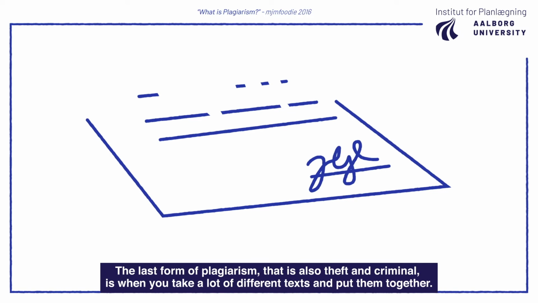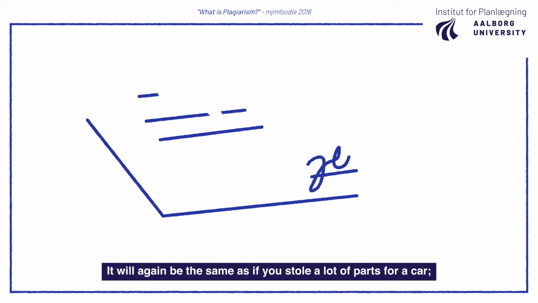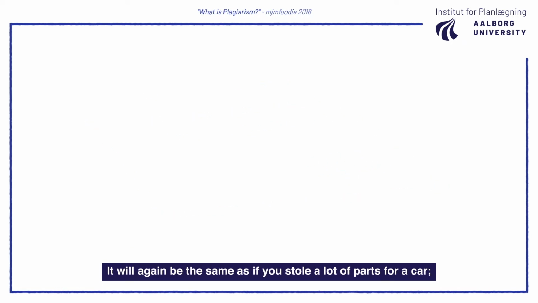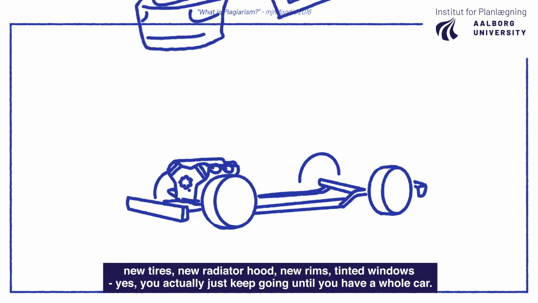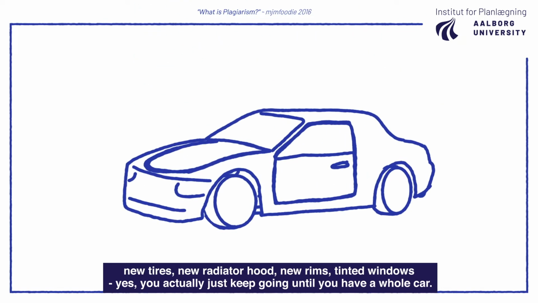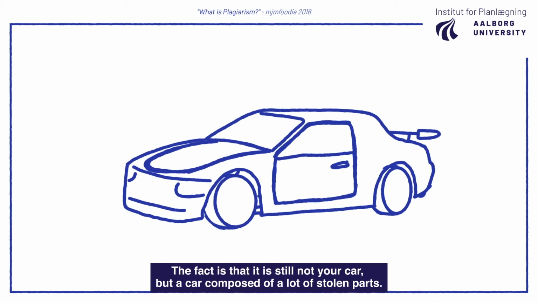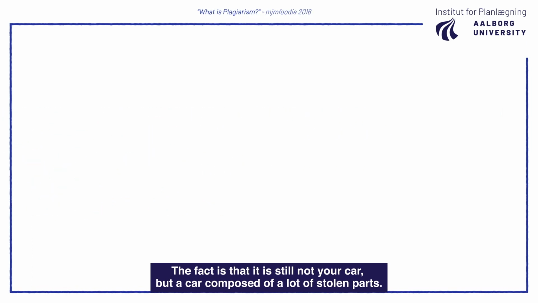The last form of plagiarism, that is also theft and criminal, is when you take a lot of different texts and put them together. It will again be the same as if you stole lots of parts for a car. New tires, new radiator hood, new rims, tinted windows. Yes, you actually just keep going until you have a whole car. The fact is that it is still not your car, but a car composed of a lot of stolen parts.